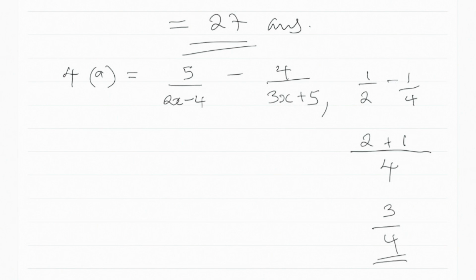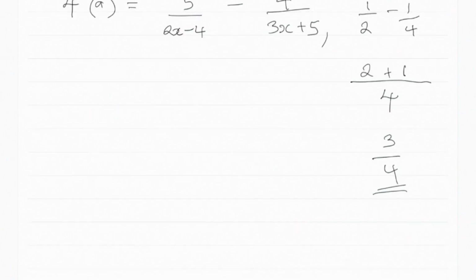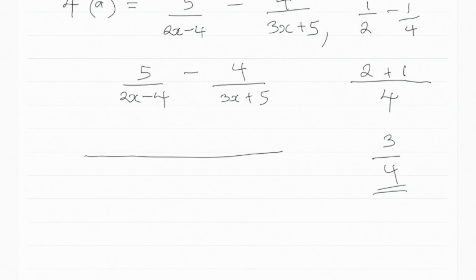The same concept used on numerical fractions is the same concept that we use on algebraic fractions. So we have question 5: 5 over 2x minus 4, minus 4 over 3x plus 5. What will be our common denominator? And that's where most of the pupils get confused in the exam. We have 2x minus 4 and 3x plus 5. This will form the common denominator.